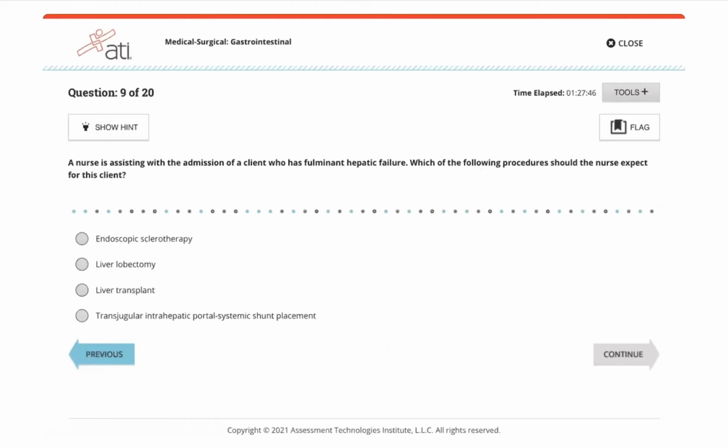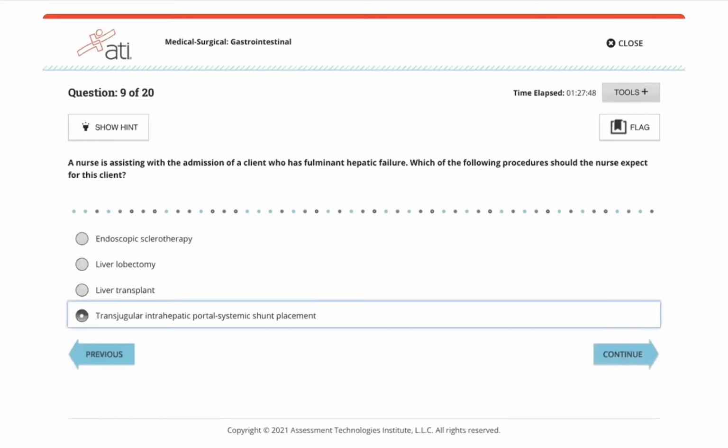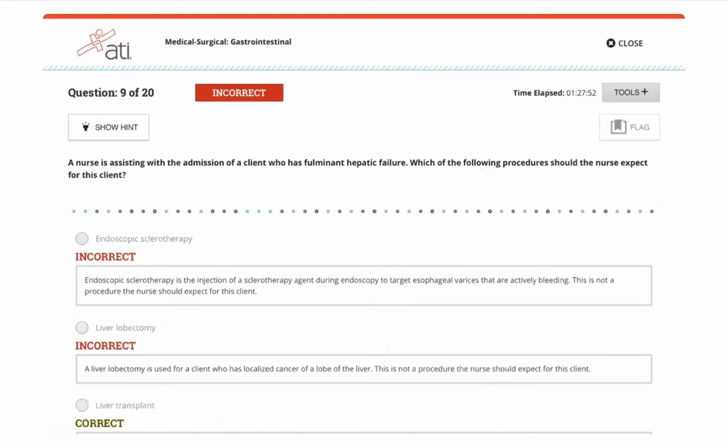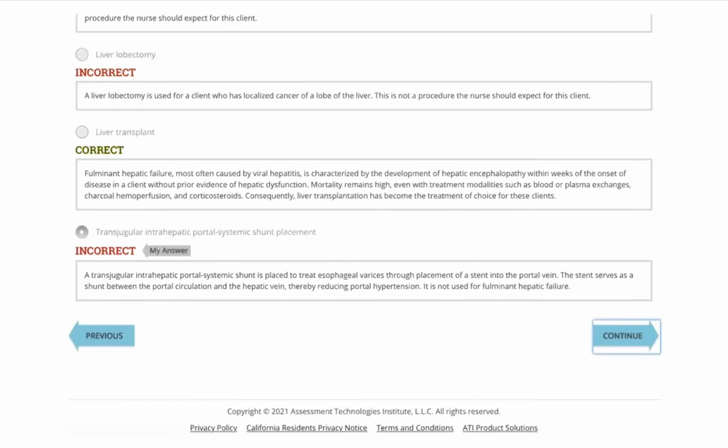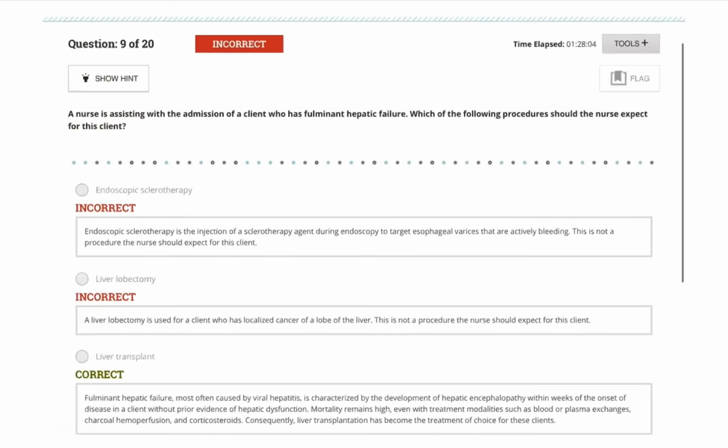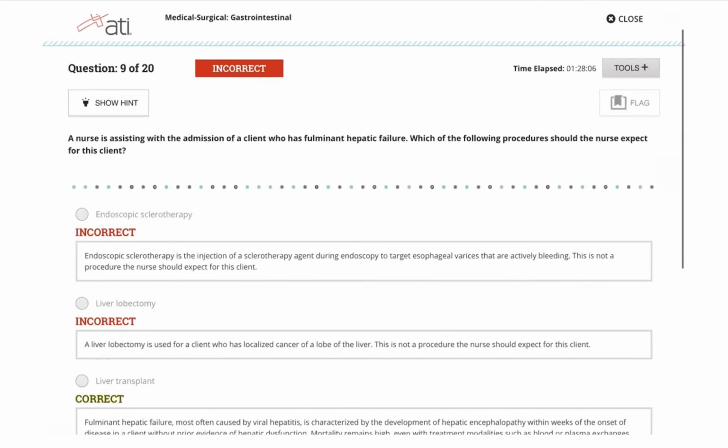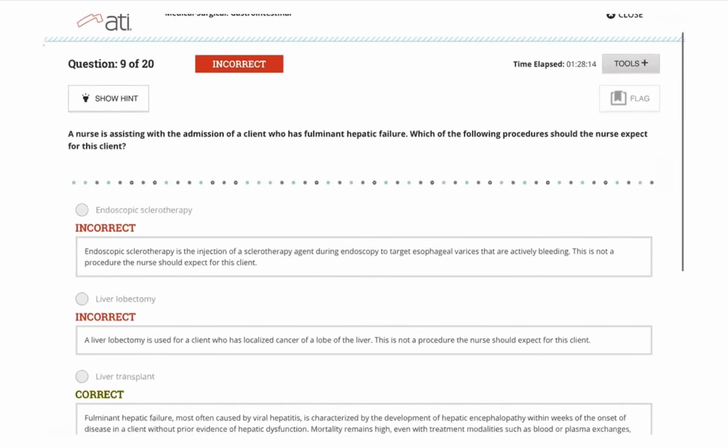I would take D. Final answer? Yes, sir. Okay. With this one, it says transjugular intrahepatic portal system shunt replacement. Oh, hold on. Because of the way that when somebody has fulminant hepatic failure, the liver is being destroyed. A large portion is being destroyed. There's no hope for this patient. So they need a liver transplant.